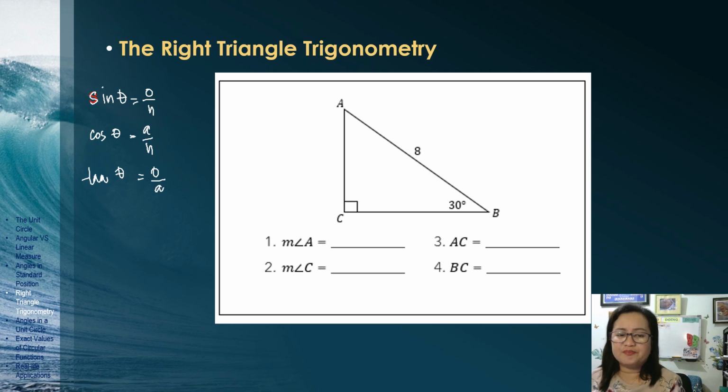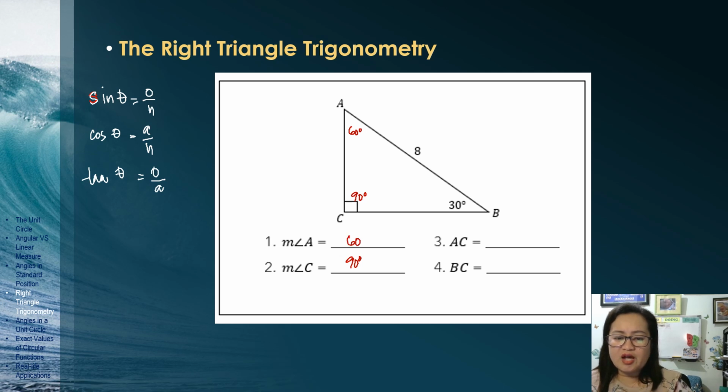In here, let's solve the given triangle. We have 30, then this is 90 since there is the right angle symbol, so angle C is 90 degrees. Now to find angle A, we know that in a right triangle, the acute angles are complementary. So 90 minus 30, then you will have 60 degrees.